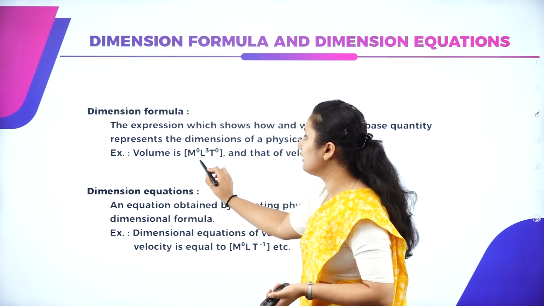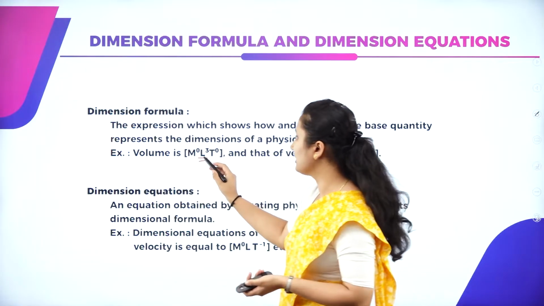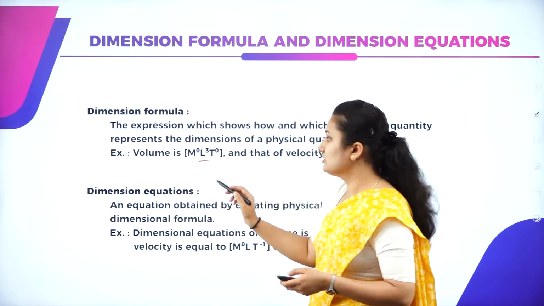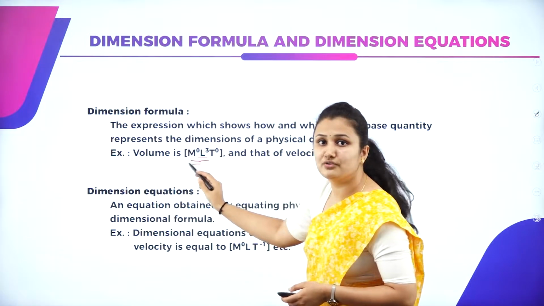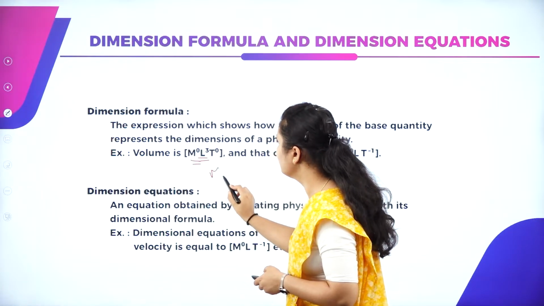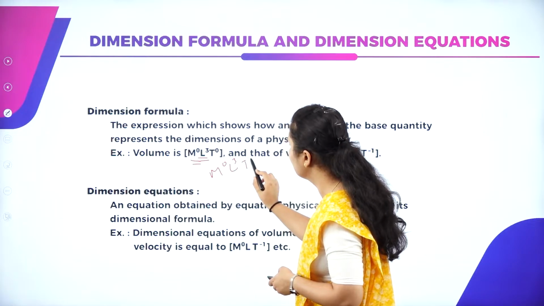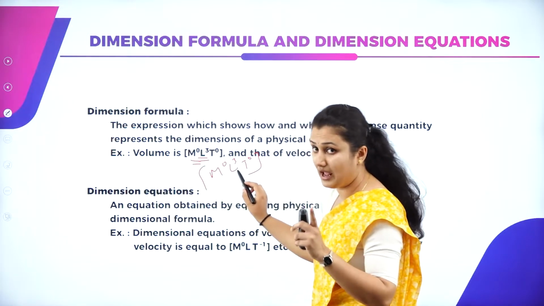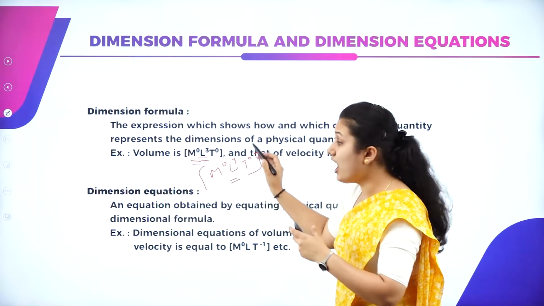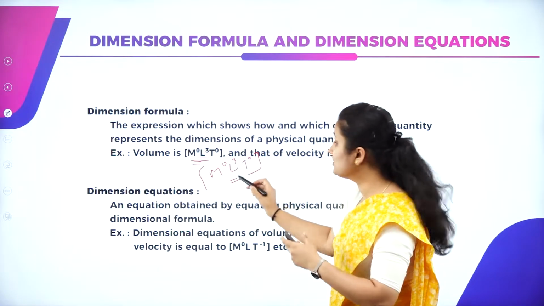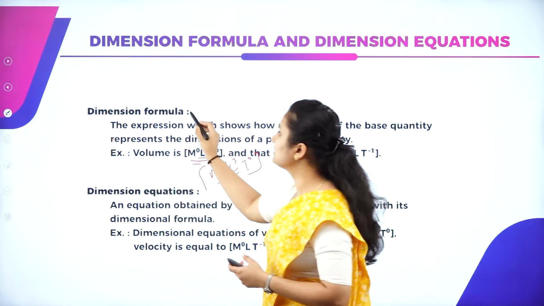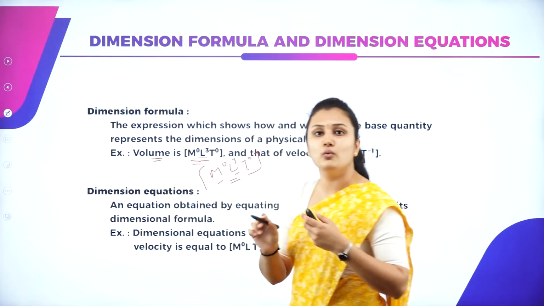Volume is given by, I have derived the dimensional formula, M to the power 0, L to the power 3, T to the power 0. So, this is the dimensional formula of volume. This expression, M^0 L^3 T^0 within the square bracket, is the expression to show how and which of the fundamental or base quantities combine to give the dimensional formula of volume.